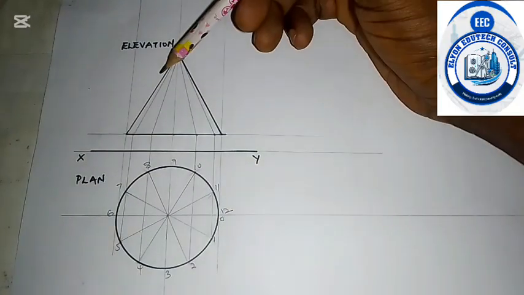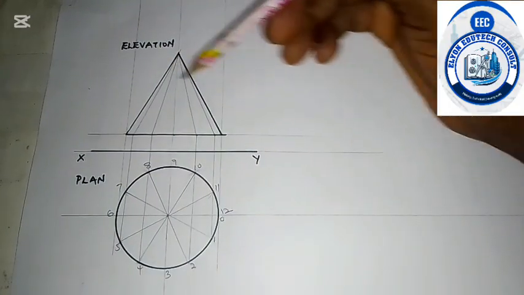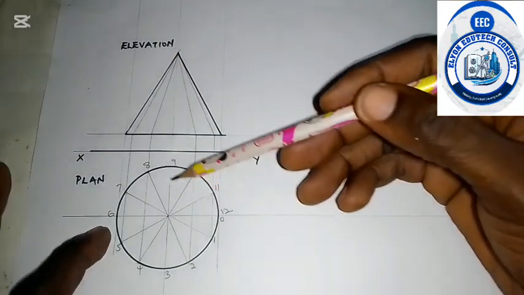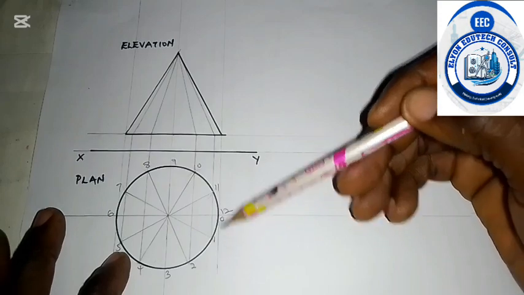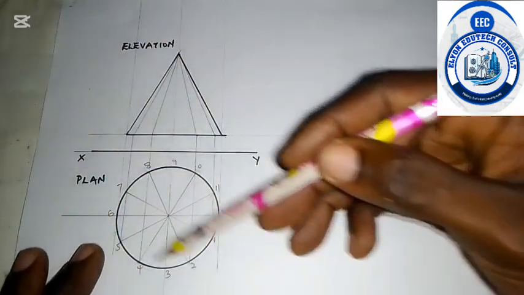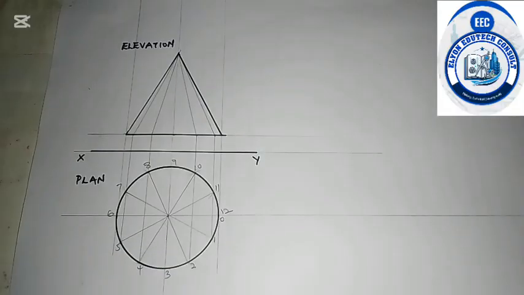Had the cone been truncated, cut off or chopped off at the top this way, the plan would have been a different thing entirely. But because it's a perfect cone this way, no part has been truncated. That's why we have the plan this way.